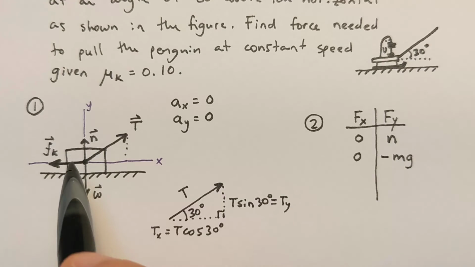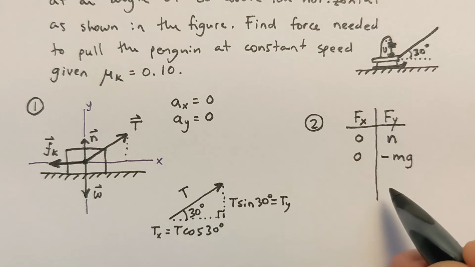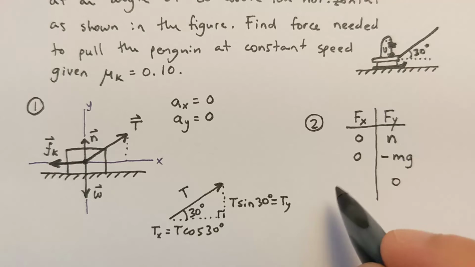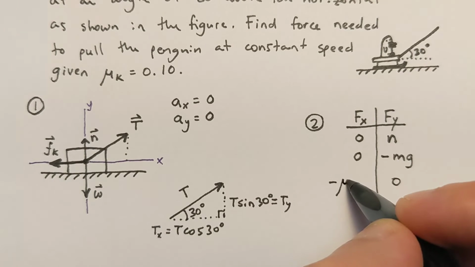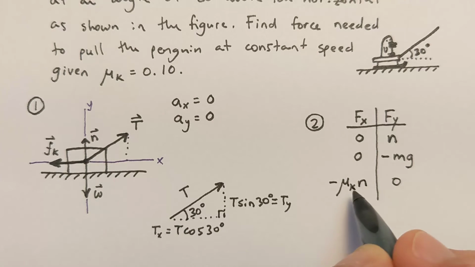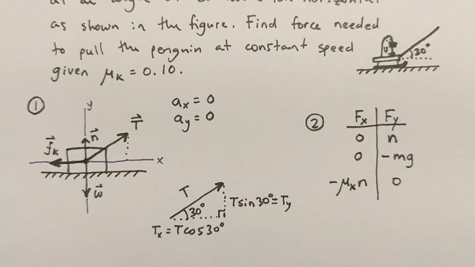The force of friction is pointing in the negative x direction, so its y component is 0, and its x component is negative because it's pointing in the negative x direction. Negative mu k, the coefficient of friction, times the normal force. This is how we calculate the magnitude of the frictional force.